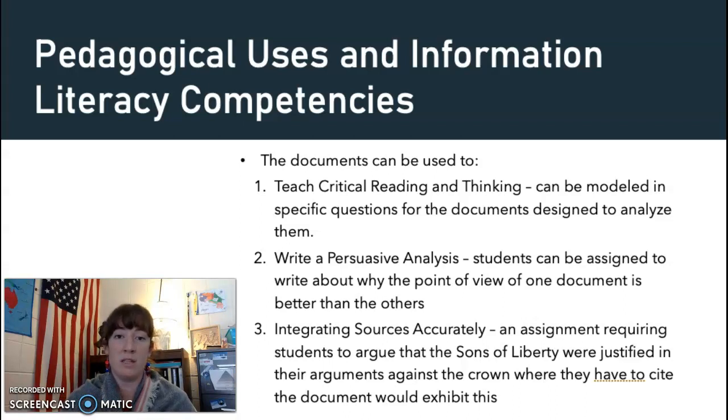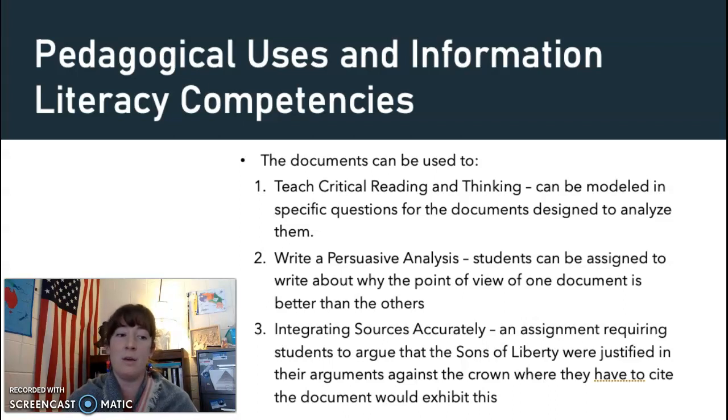So for the first competency, where we need to teach critical reading and thinking, I would provide these documents to the students, and I would model the critical reading and thinking for them, asking them specific questions to lead them to analyze the document. So for instance, I may ask them not only the date and the historical context of the document, but what argument was the document trying to make, and why did they publish this document, what was their motivation, and that sort of thing.